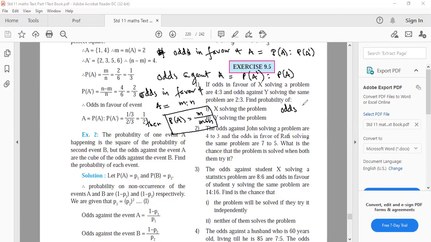Odds against A is equal to M is to N. Then probability of A would be N upon M plus N. Second number will be its favor, M will be its against. Is this clear to everybody? Yes, terminology? Okay. Have you written these points?